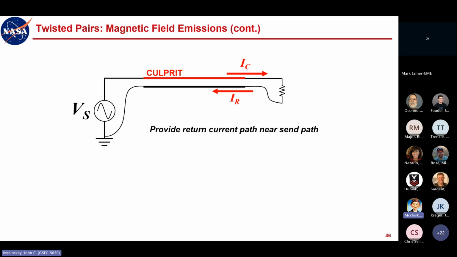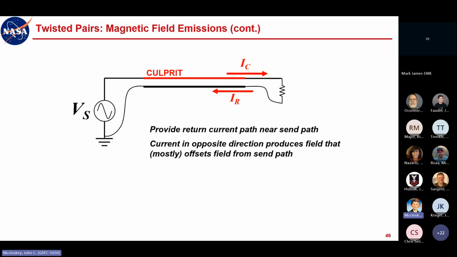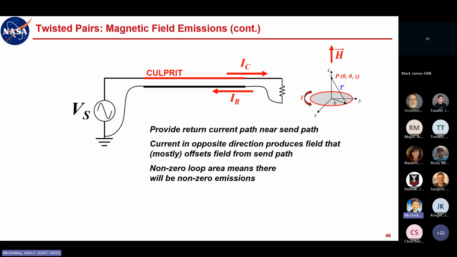The current in the opposite direction will produce a field that mostly offsets the field from the send path. And if you go far enough away from that pair, then they basically will cancel. But right in the vicinity of that pair of wires, the fields won't completely cancel. If we go back to our little loop model, right in the vicinity of the loop, there will be a significant radial component of your magnetic field coming off normal to the plane of the loop. So a non-zero loop area means there will be non-zero emissions.